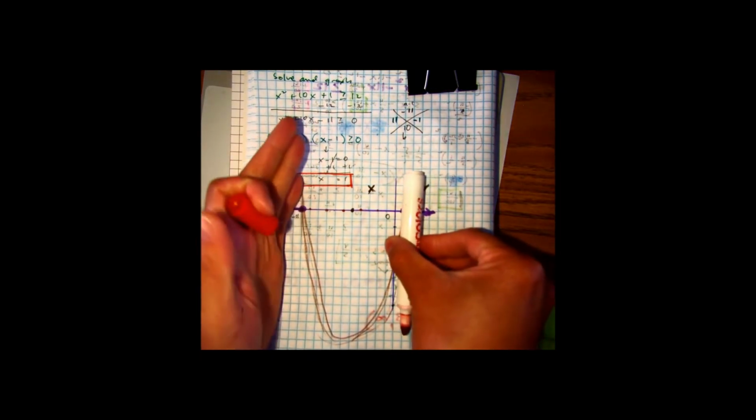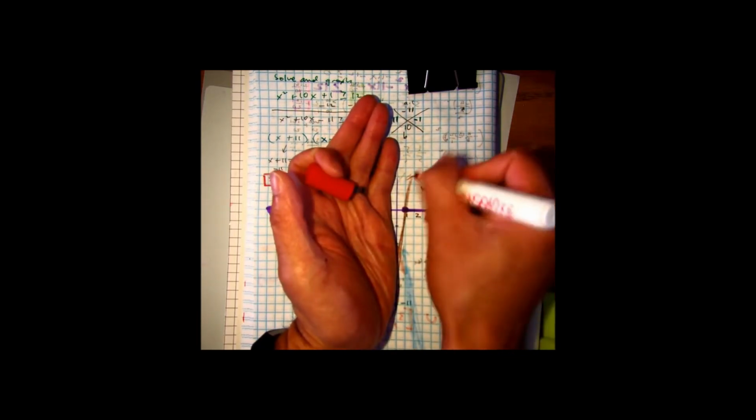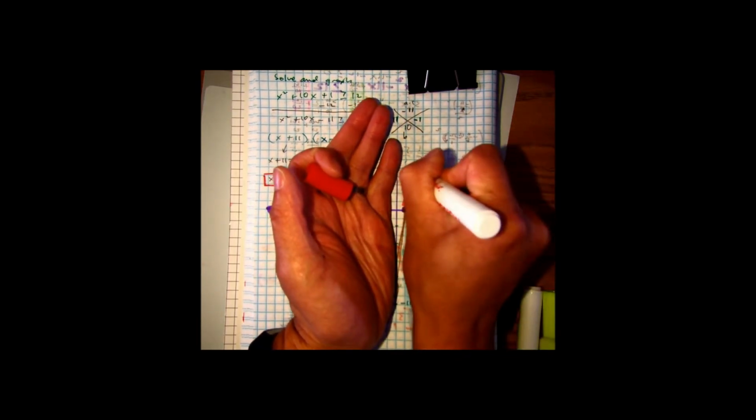Okay? Now, the red will verify where it is. The red part inside here, this is not a solution, right? It's only a solution going towards the right in this direction. So my solution for the graph is going to look something like this.